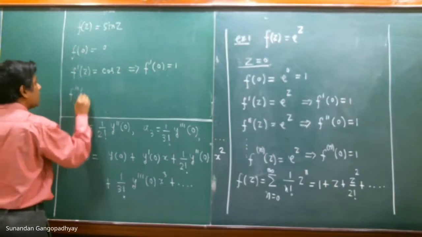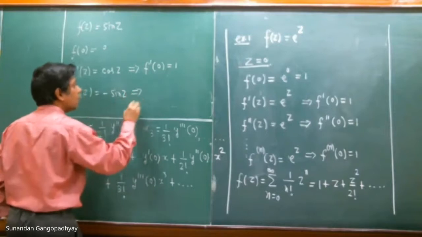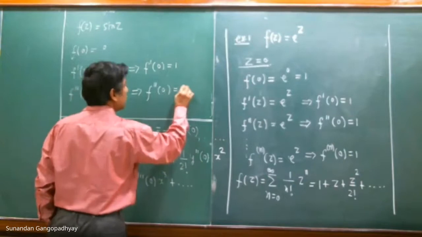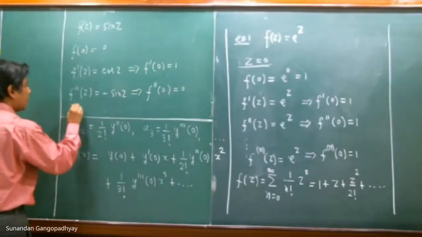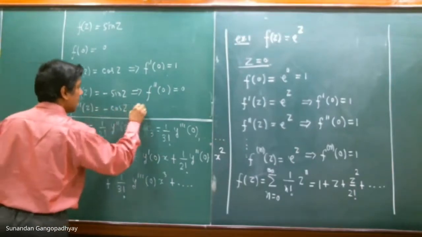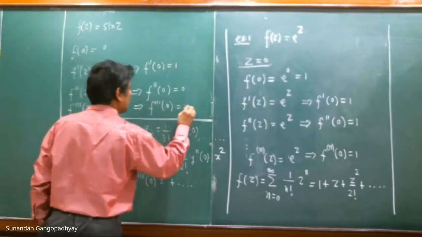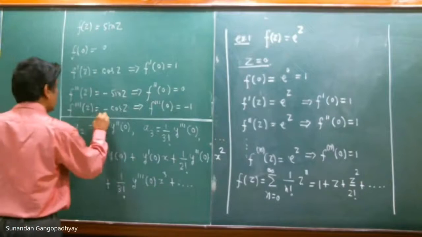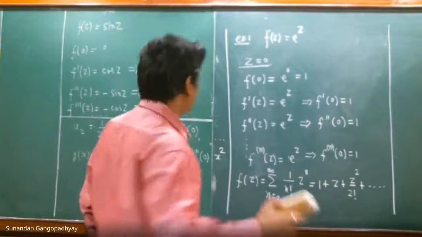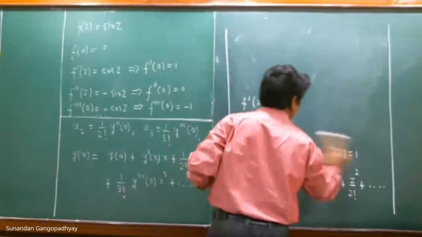What is f double prime z? This is minus sine z, which implies f double prime 0 is 0. f triple prime z is minus cos z, which implies f triple prime 0 is minus 1. And you can go on doing this. So this is our example 2.